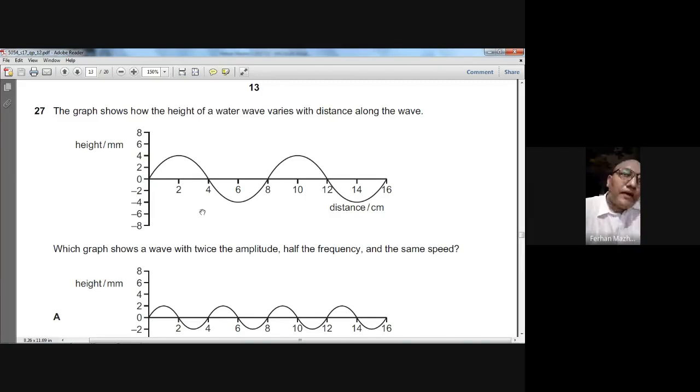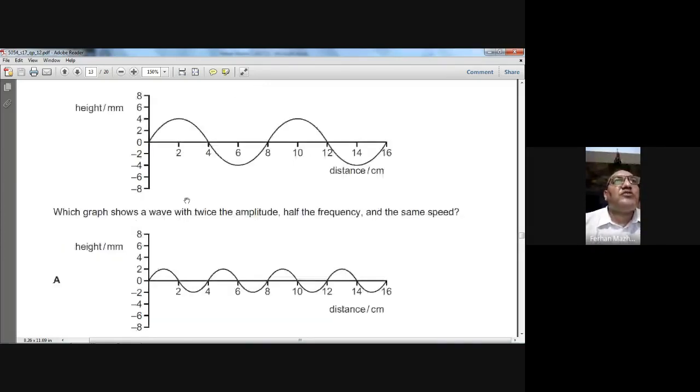Try to understand this point again. He said that the amplitude will become twice. The amplitude in this wave is 4, so the amplitude of the right graph will be 8. He said that the frequency will be half. If the speed remains the same and you reduce the frequency, the wavelength should double. The wavelength of the original wave is 8. The wavelength of the new wave should be 16. Okay, so let's check.